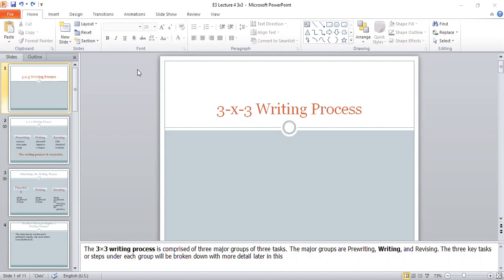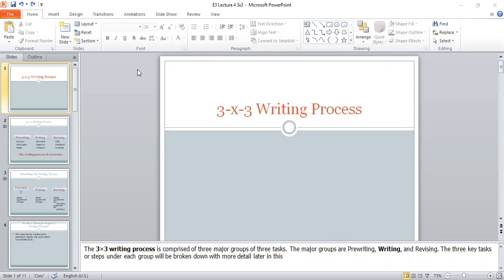In today's lecture, we are going to take another lesson of the 3 by 3 writing process, which is another important element in business communication. The 3 by 3 writing process is comprised of 3 major groups of 3 tasks. The major groups are pre-writing, writing, and revising. The 3 key tasks are the steps that we need to take for the writing process, and they will be dealt with in more detail in the upcoming slides.